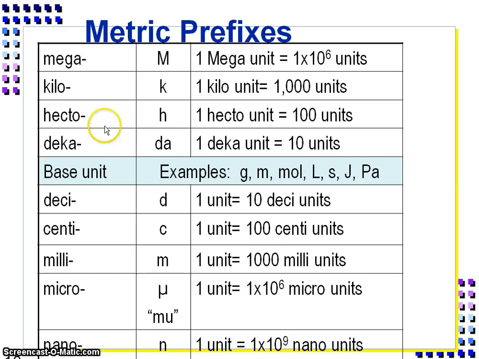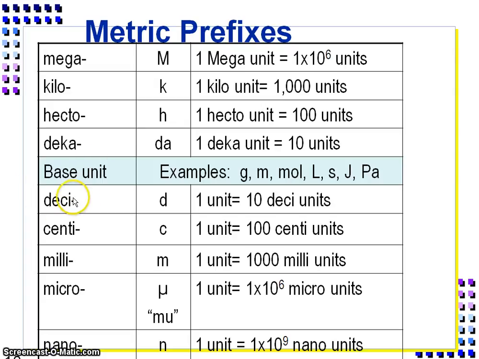Hecto, abbreviated a lowercase h. Hecto means 100. So using grams as my example, 1 hectogram would be equal to 100 grams. Then we come to deca. Deca sounds kind of like decade, right? So deca means 10. 1 decagram is equal to 10 grams.